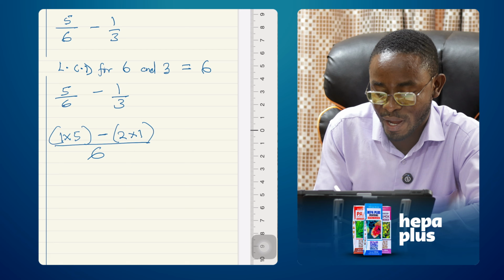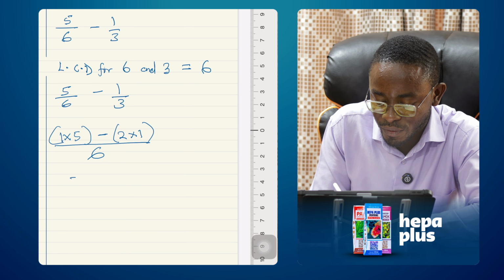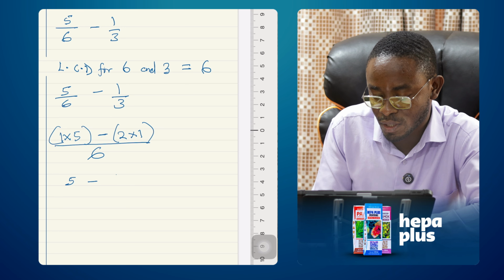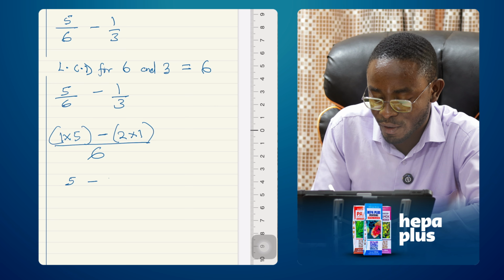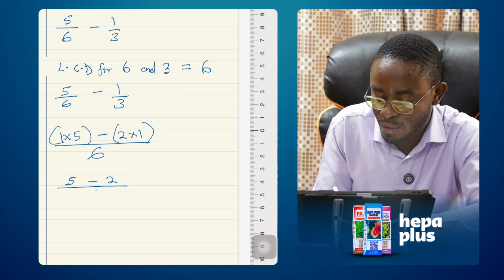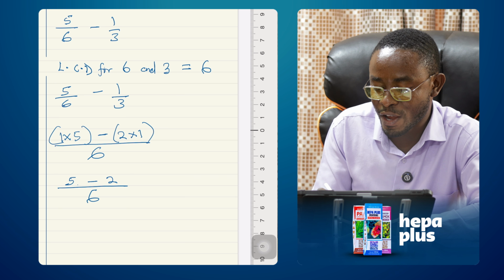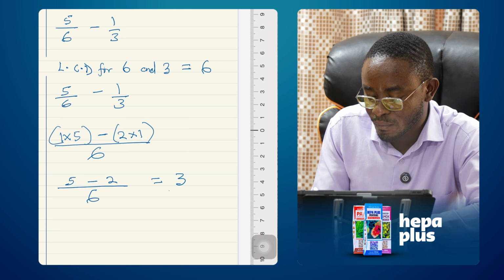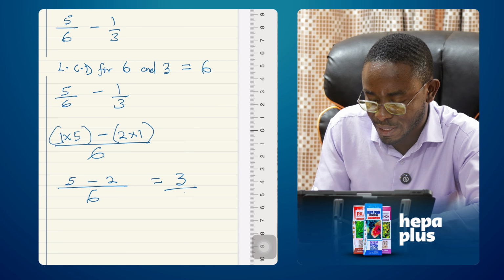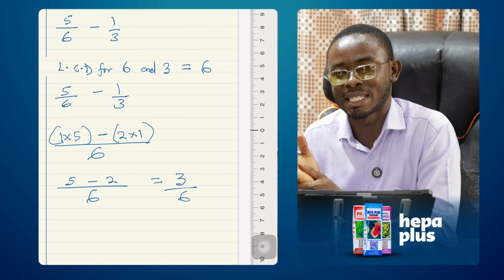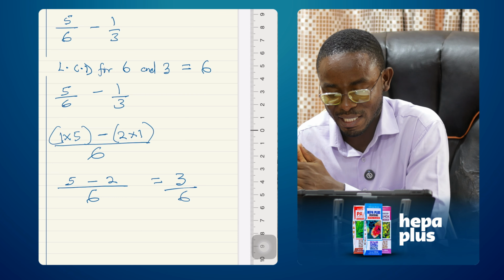Now, 1 times 5, we will have 5. Remember your sign, which is minus. 2 times 1, we will have 2. Then all on the denominator, which is 6. 5 minus 2 is 3, all on the denominator, which is 6. Now, we are having 3 on 6 or 3 over 6.